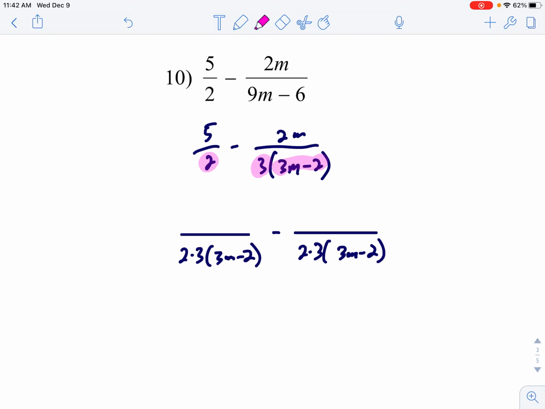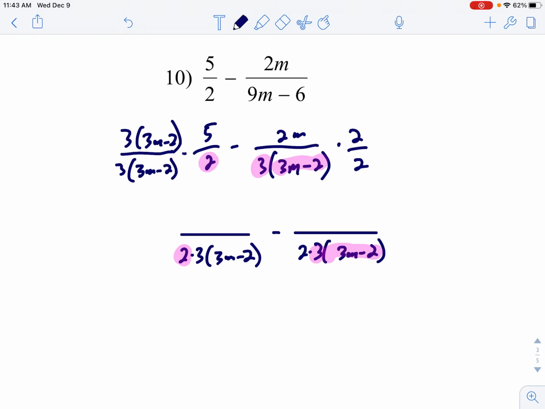And you know what? 2 times 3 is a 6. So I might as well just make that a 6 here in a minute. But hold on. This first fraction has the 2, so it needs to be multiplied by 3m minus 2. And this second fraction has the 3m minus 2, so it needs to be multiplied by 2. So what does that give me?